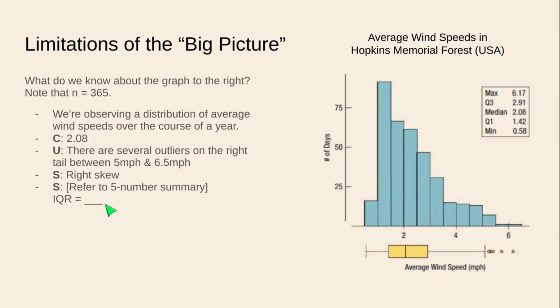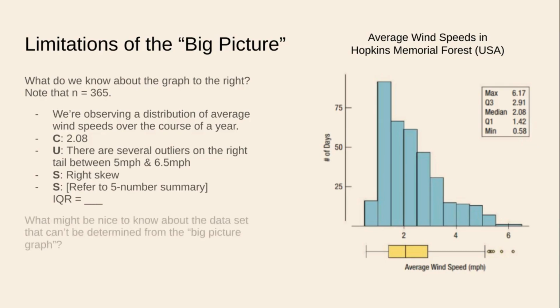We could also talk about the range of these data. All right, the range we've talked about has some pitfalls, but it still may be a bit useful. Our max wind speed is 6.17, and our min wind speed is a little more than half of a mile per hour, right? So that's our range, 6.17 minus 0.58, max minus min. All right, so those are some measures of spread as well.